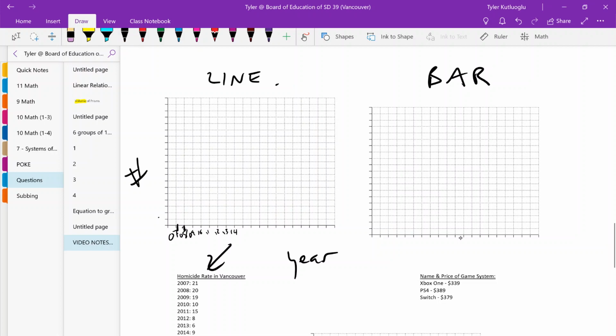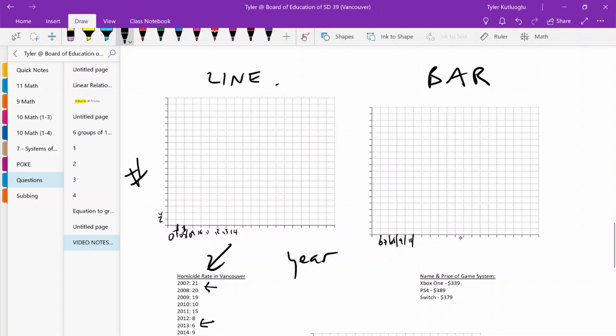So we would put like 07 is that part, 08 is that part, 9, 10, etc. So then we put our numbers. It looks like the lowest number is 6 and the highest number is 21. So my scale, I think we could even just go by ones. I'm going to go by twos just because I want to make it a little shorter.